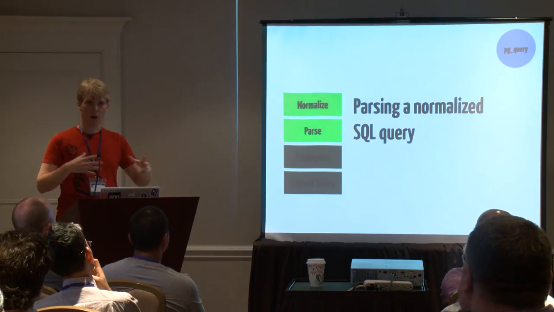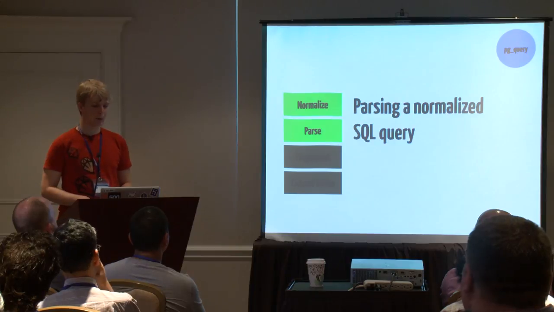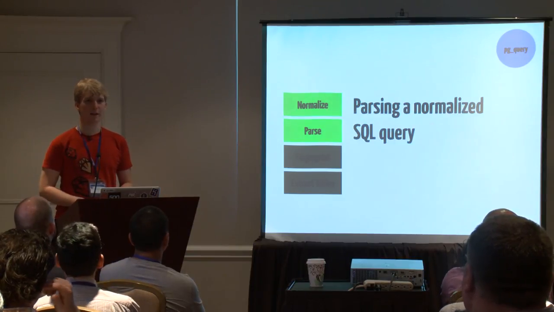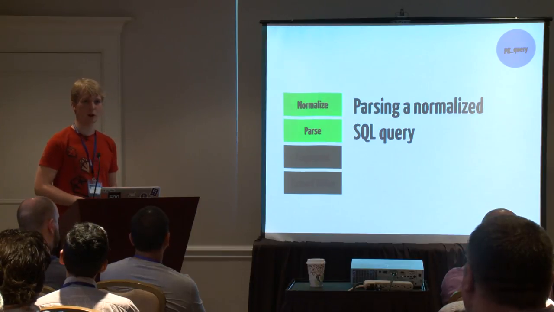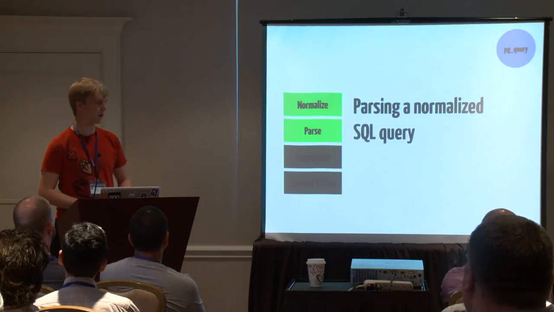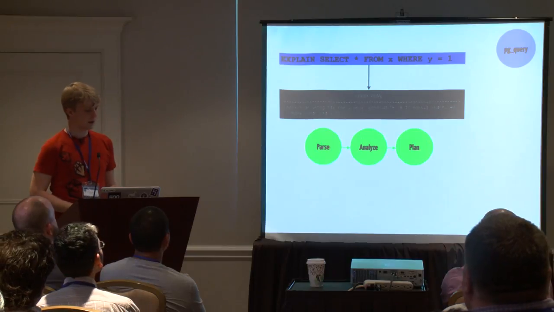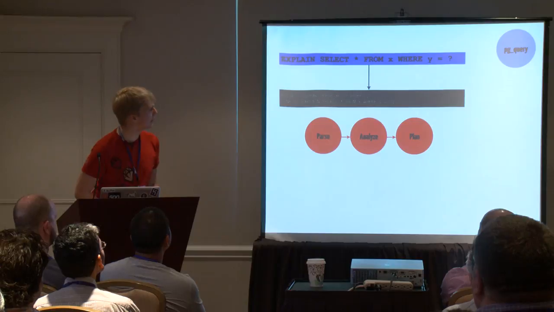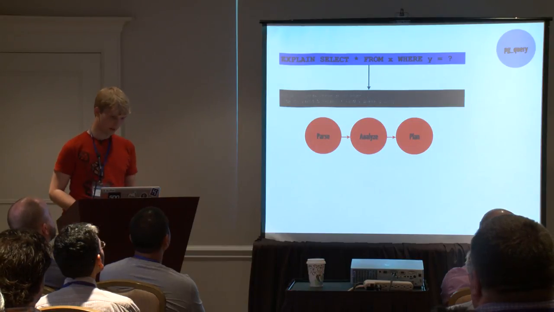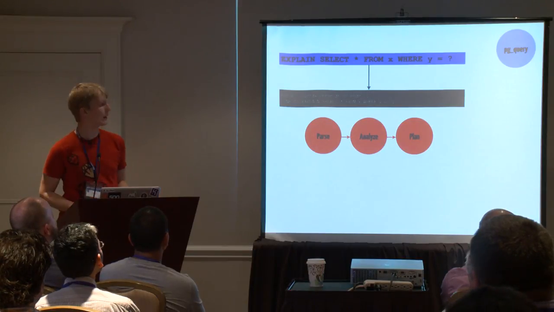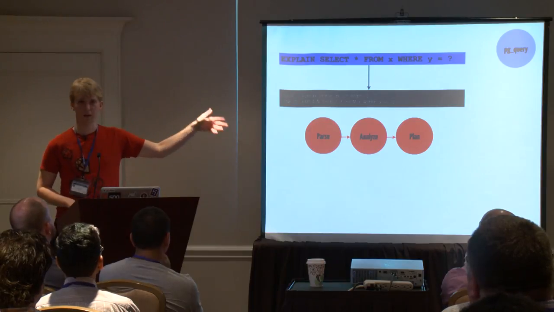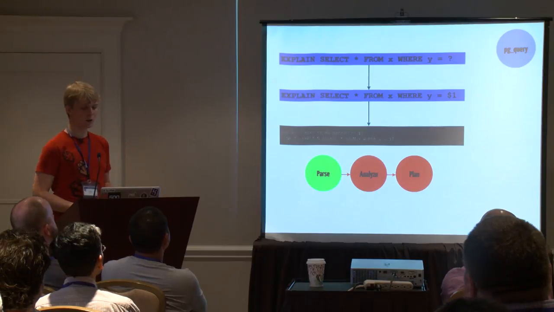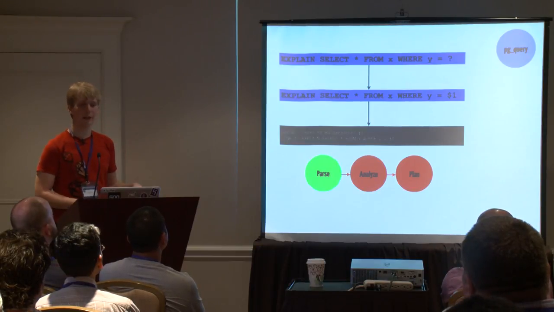So we can now parse a query, which is good. The problem is parsing a normalized query. This is an issue because normalized queries have question marks in them, and question marks are operators. They are not parameter references. So this works, right? But if you do a question mark, it gives you an error. It says syntax error at or near semicolon, and so on. This means the parse doesn't work, the analyze doesn't work, the plan doesn't work, the whole thing blows up. If you replace the question mark with a $1, then the parsing works.